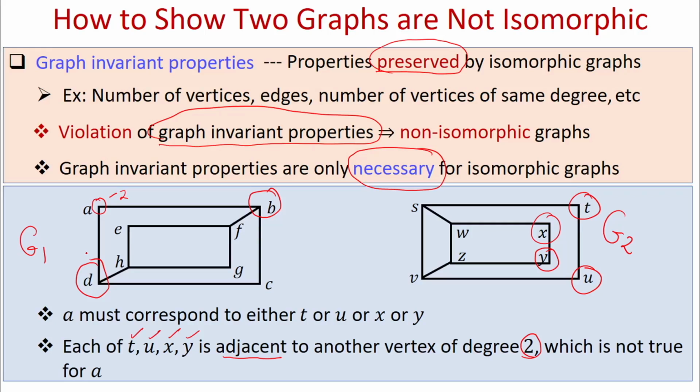The graph invariant property is that all the vertices of degree 2 in G2 have a neighbor which also has degree 2. But that property is not satisfied in G1. Namely, I have a vertex of degree 2, namely the vertex A, and none of its neighbors has degree 2. So that shows that I can never find an isomorphism or a bijection between the vertex set of G1 and the vertex set of G2 because I can't find a vertex corresponding to the vertex A in the graph G2.